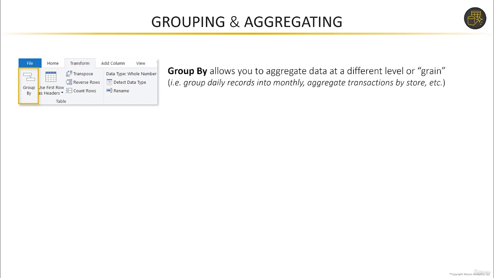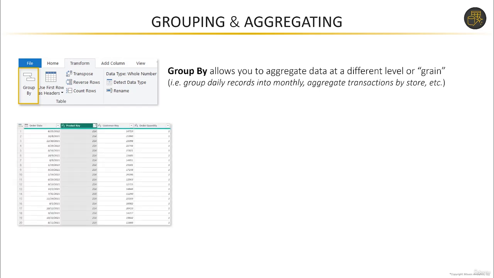One of the common examples of this would be transforming daily transactions into weekly or monthly, or rolling up transaction level data by store, by product brand or region, etc. So it's taking a really deep, really detailed table and rolling it up into a higher level summary. Let's take a quick look at an example.